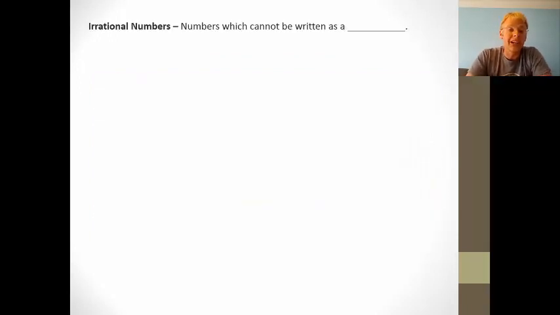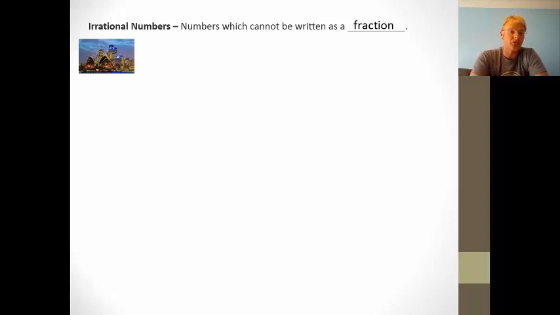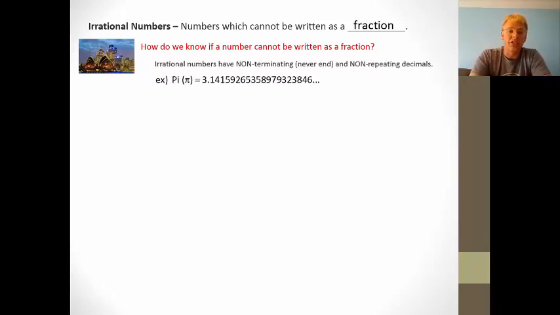Now let's talk about our irrational numbers. Irrational numbers are numbers which cannot be written as a fraction. This number set is kind of like Australia. The people that live in Australia have absolutely nothing to do with the people that are living in the United States, in Illinois, in Lake County, and in Grayslake, right? So how do we know if a number cannot be written as a fraction? Well, we take the same approach we did with our rational numbers, but in reverse. Irrational numbers have non-terminating, meaning they never end, and non-repeating decimals. So they never end and they never repeat.